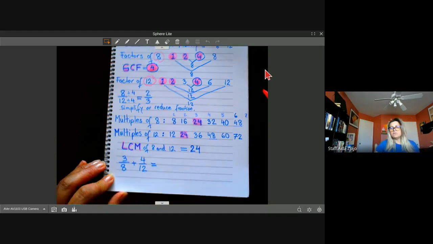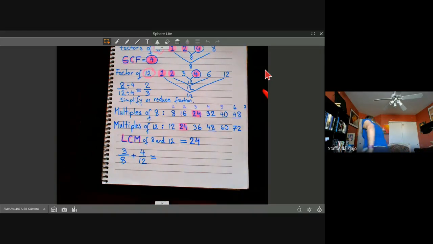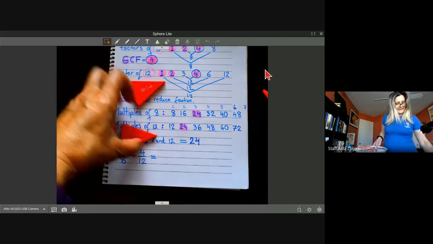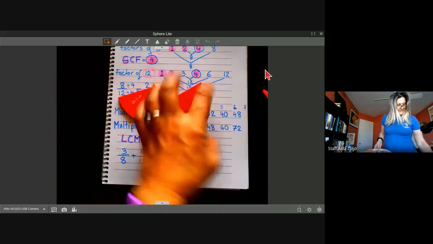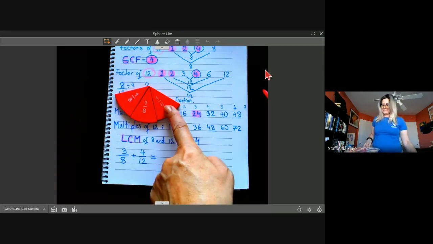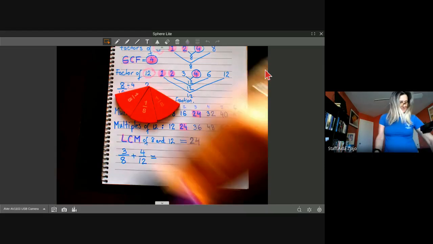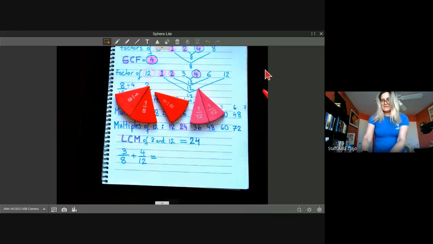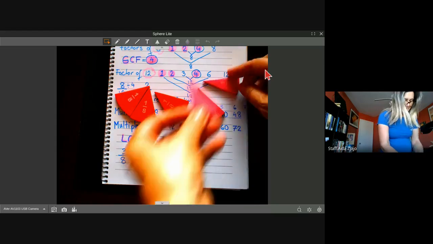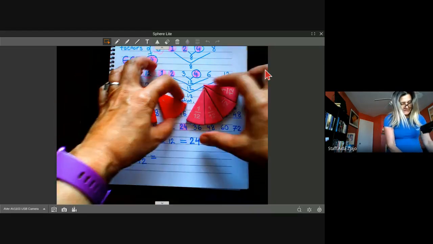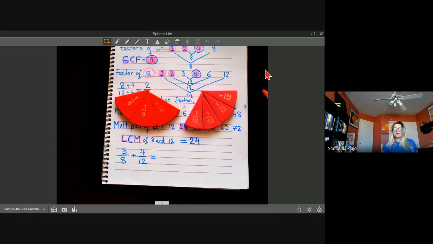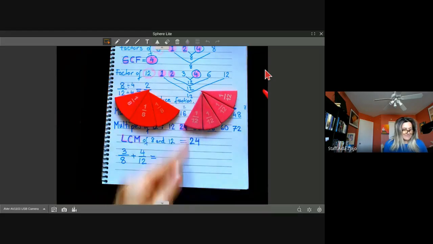we can't add them equally, because if I think about this, these are my 3/8. Those are the size of 8s. And then I have 4/12s, and these are my 4/12s. So you can see they are not the same size fractions. What I really needed to find is the common size, so I needed to cut each piece into smaller pieces.